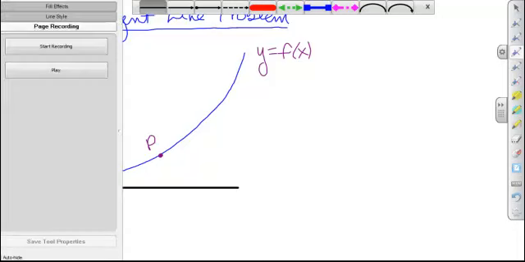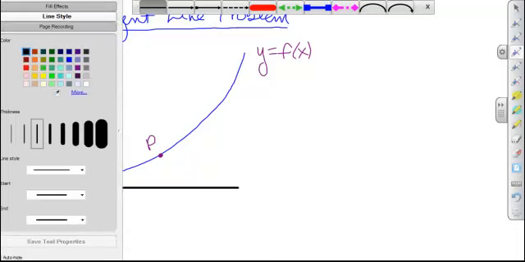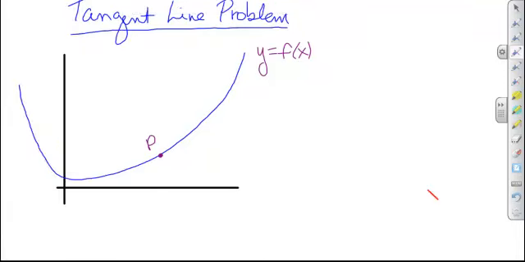So let me draw a line. Bear with me while I get this to work the way I want it to. Okay, that's not the one I want. Alright, so there's our tangent line.